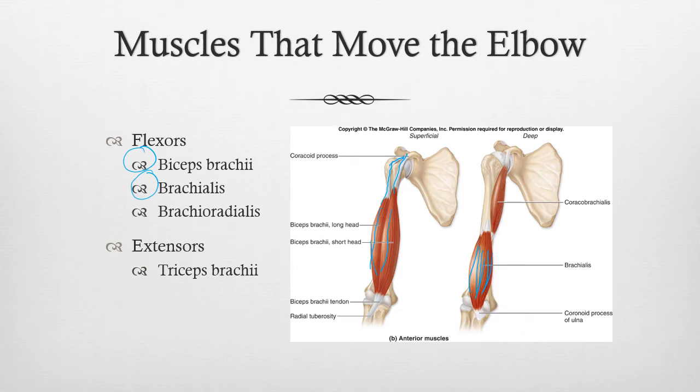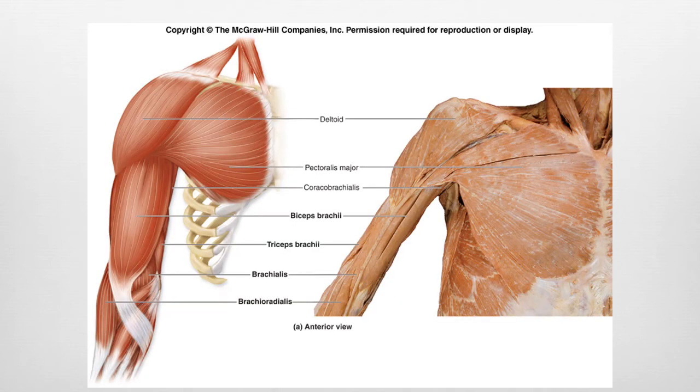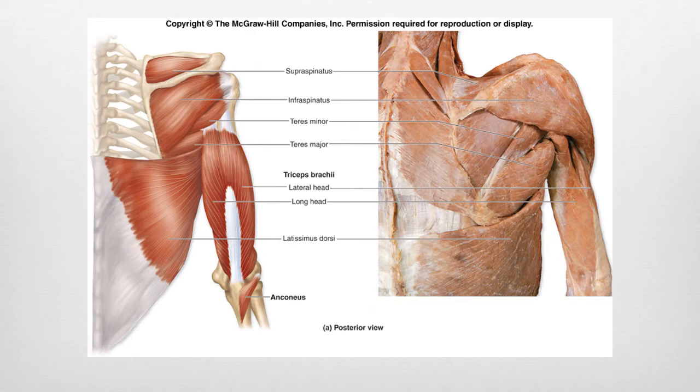Brachioradialis is going to come down across the elbow here, and that's kind of that muscle that pops out by your elbow as you do flexion of the elbow as well. And then on the posterior side, all we have there is triceps brachii.